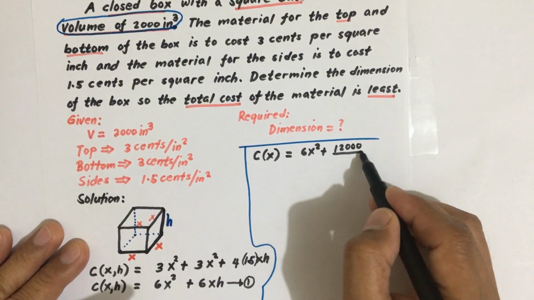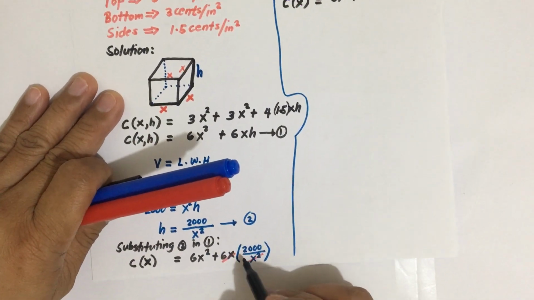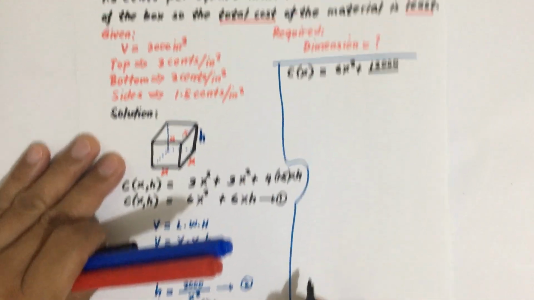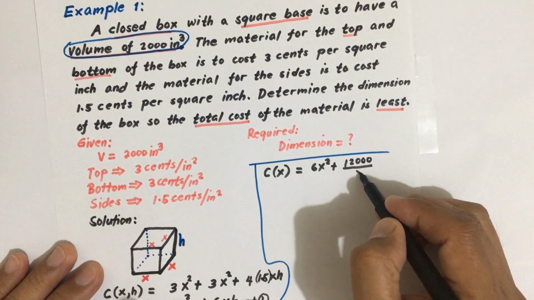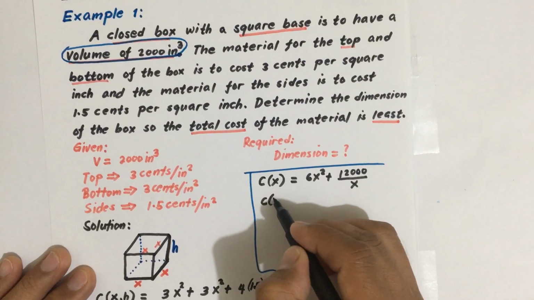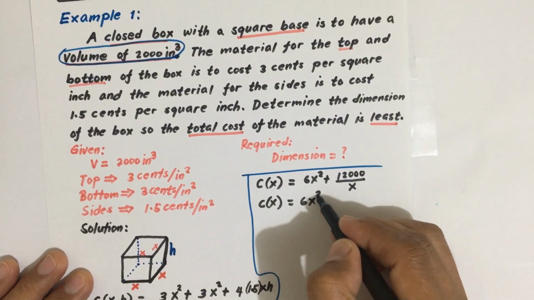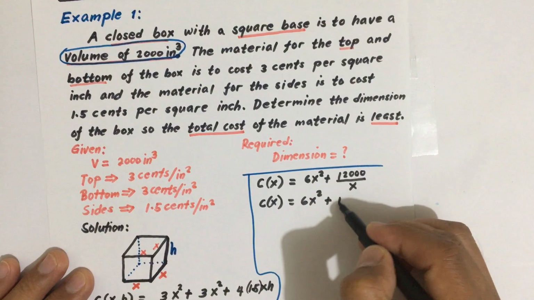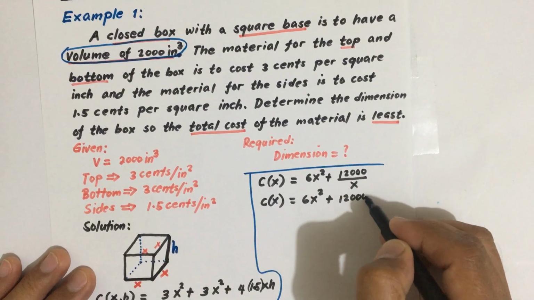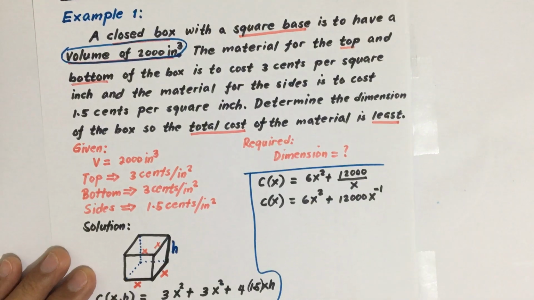Divided by, so x divided by x squared, so we have x at the denominator. Or we can rewrite this as 6x squared plus 12,000 x to the negative 1.